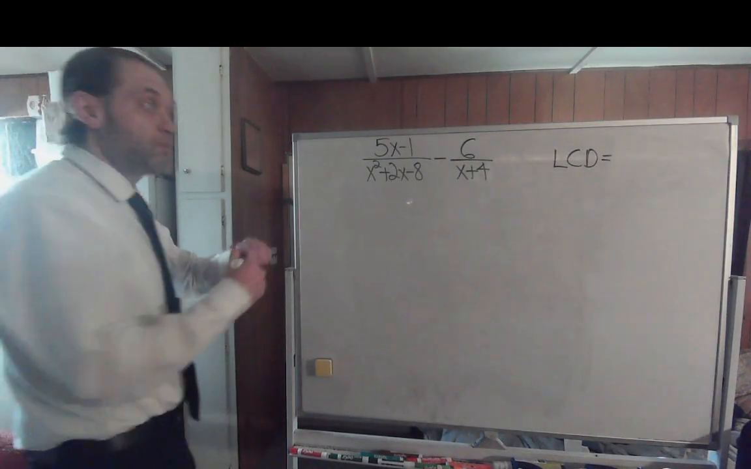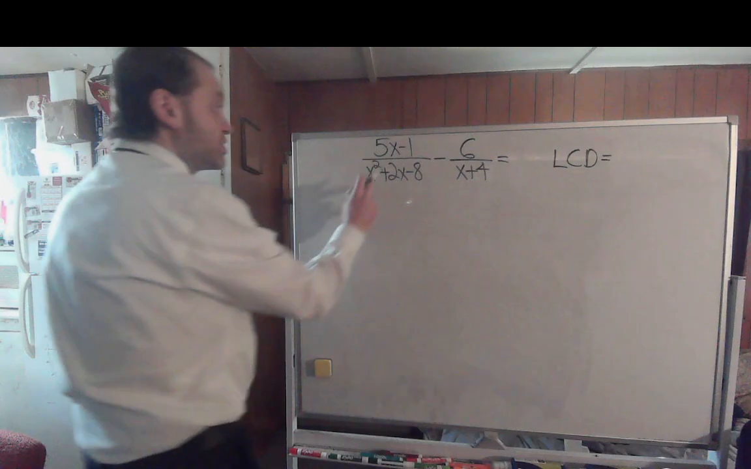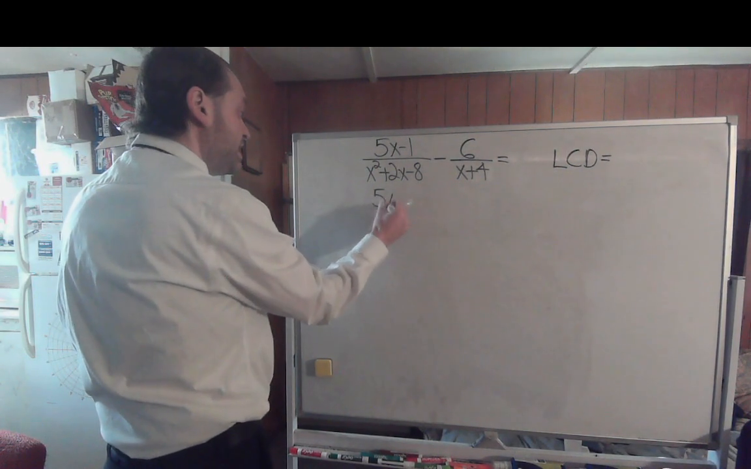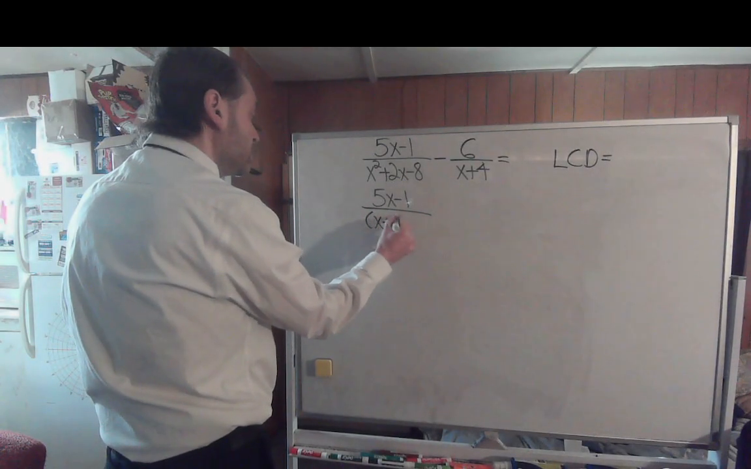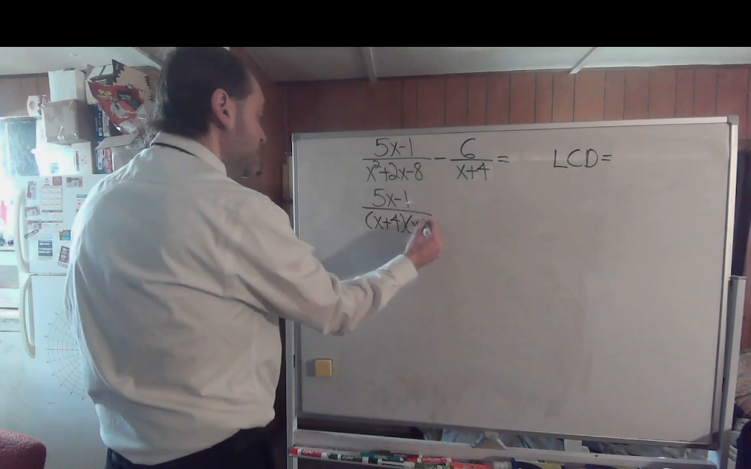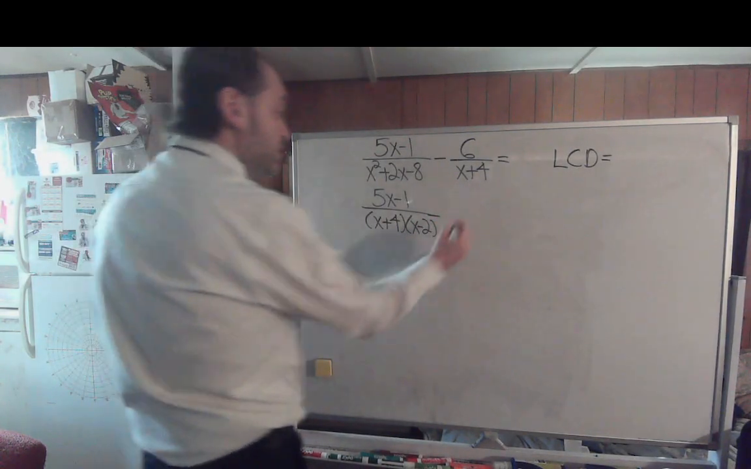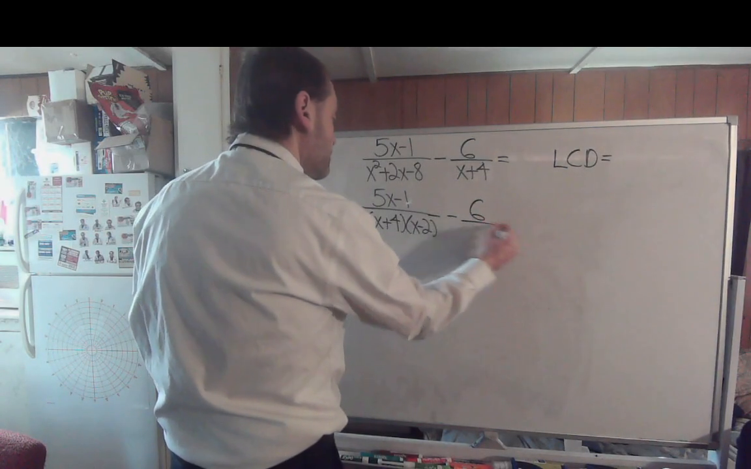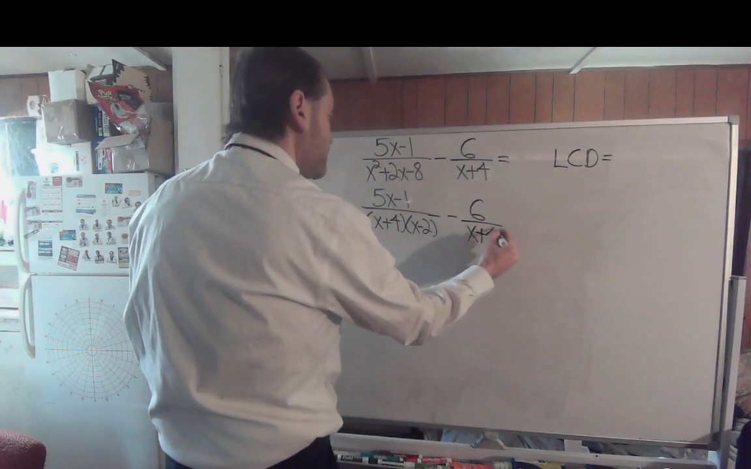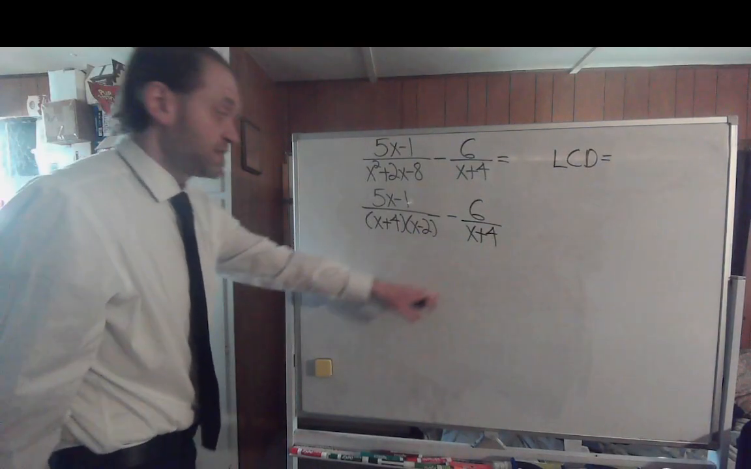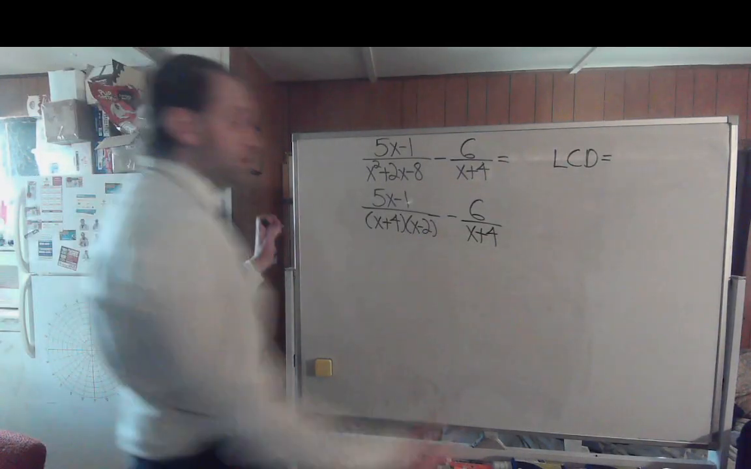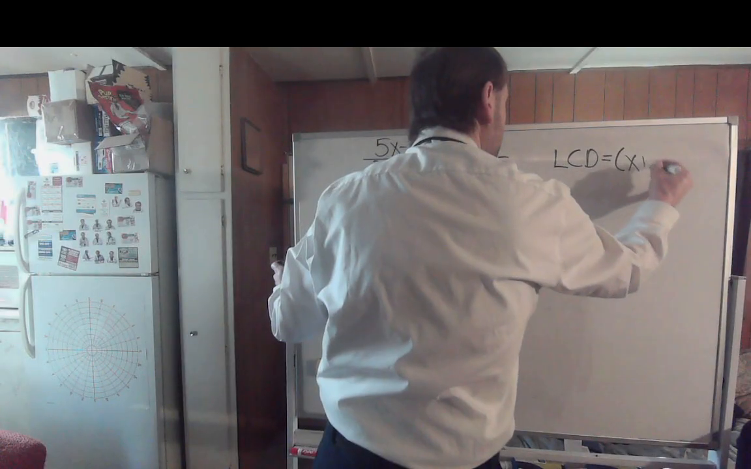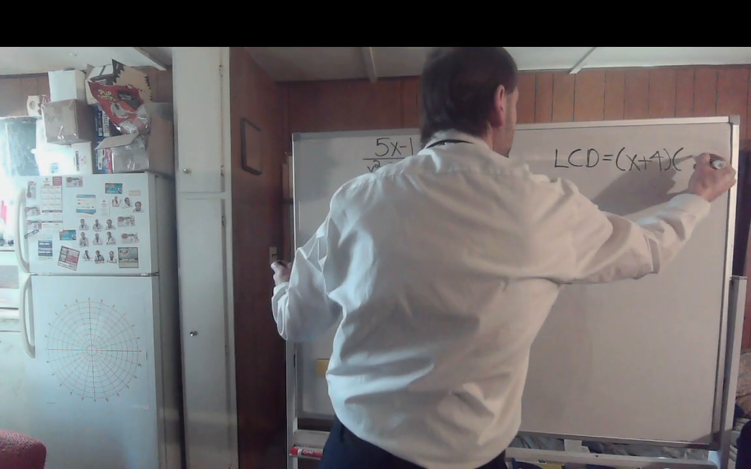Well, let's factor out what we can factor. That would be in your first term in the numerator. This would turn into 5x minus 1 over x plus 4 times x minus 2. Then you'd have minus the 6 over x plus 4. Well, both terms have an x plus 4, but the first term's the only one that also has an x minus 2. So your least common denominator would be x plus 4 times the quantity of x minus 2.